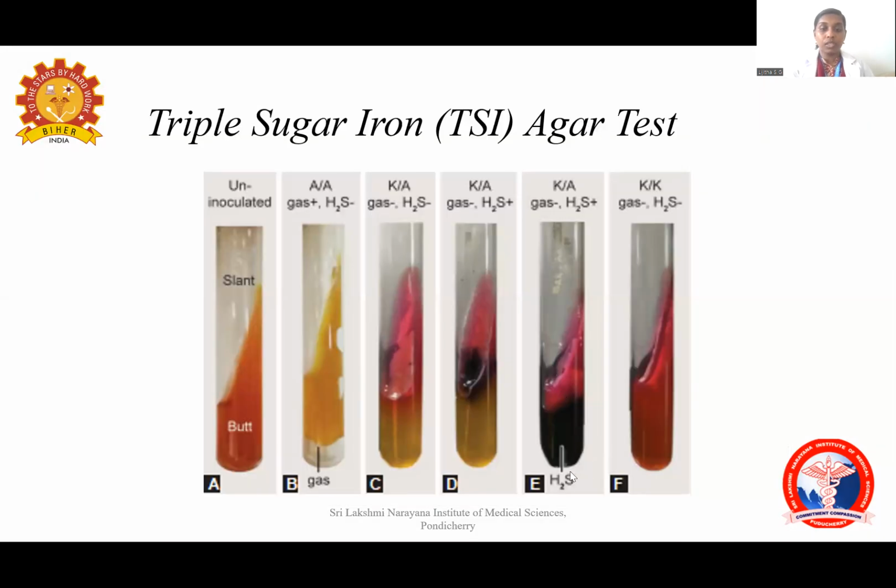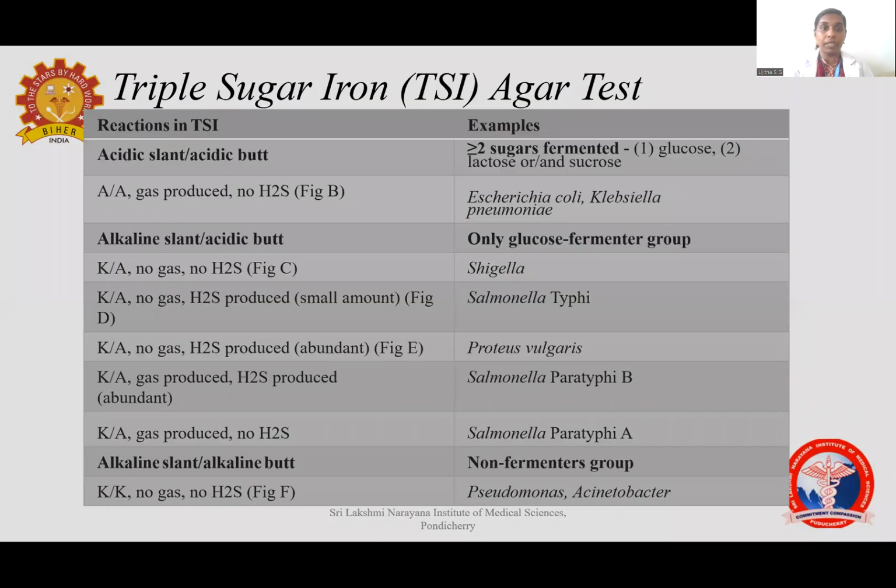I told you the ferric salts are the indicator for production of hydrogen sulfide. They combine with hydrogen sulfide to produce a black colored complex. That is why hydrogen sulfide production appears as blackening of the medium.